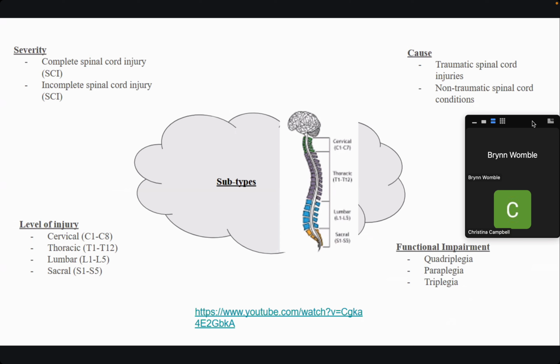Quadriplegia affects all four limbs and the torso and typically occurs from cervical spinal cord injury. Paraplegia affects the lower half of the body and usually results from thoracic, lumbar, and sacral injury. Triplegia affects three limbs, such as both legs and one arm, and it often occurs from incomplete spinal cord injuries or stroke.